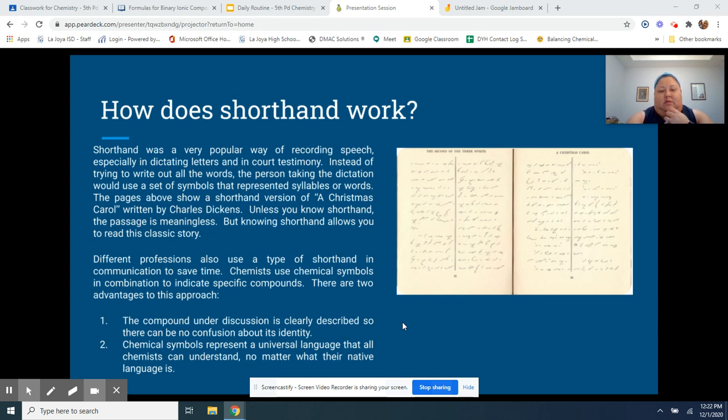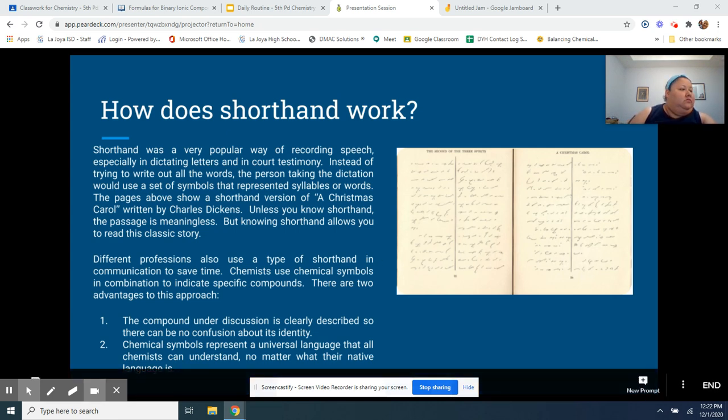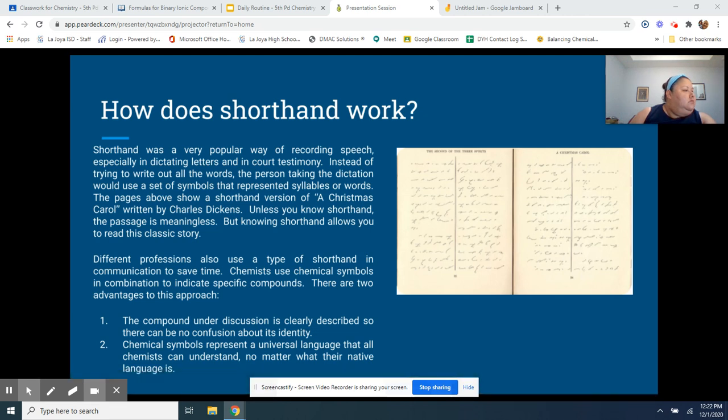Different professions also use a type of shorthand in communication to save time. Chemists use chemical symbols in communication to indicate specific compounds. There are two advantages to this approach. One, the compound under discussion is clearly described so there can be no confusion about its identity. Two, chemical symbols represent a universal language that all chemists can understand no matter what their native language is.